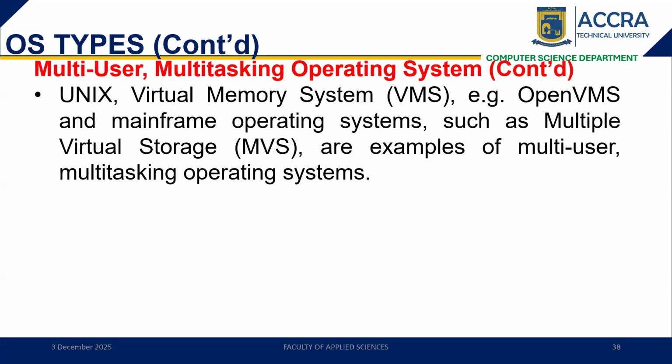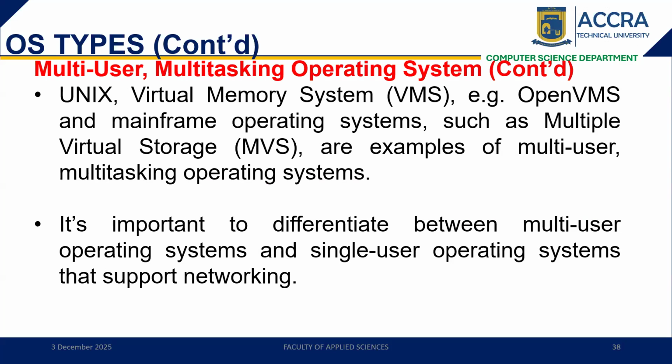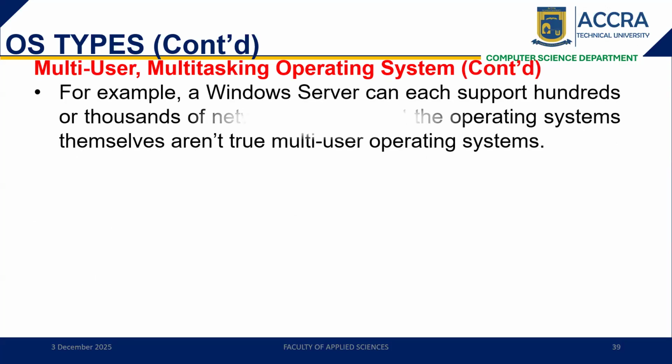So you have Unix, you have virtual memory systems, you have OpenVMS mainframes and all of that, with different users. It's important to differentiate between multi-user operating systems and single user operating systems that support networking as well. Windows Server can support hundreds of thousands of network computers, but the operating systems themselves aren't multi-user operating systems. So you can have a situation where the server is one operating system. That particular server is one operating system.